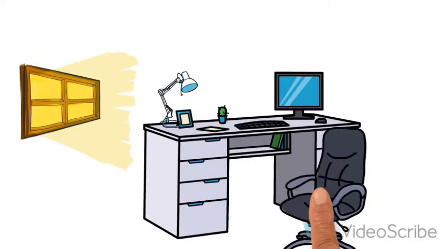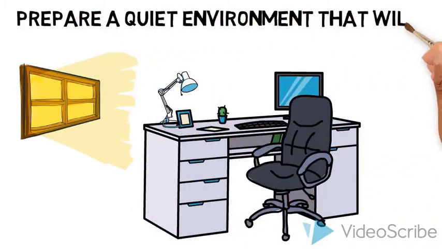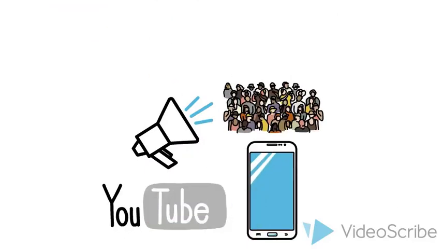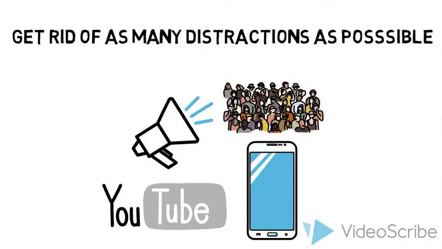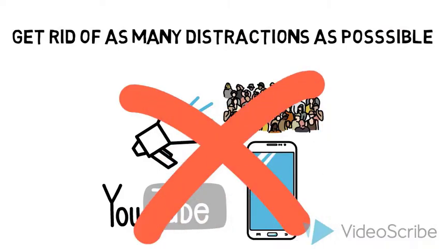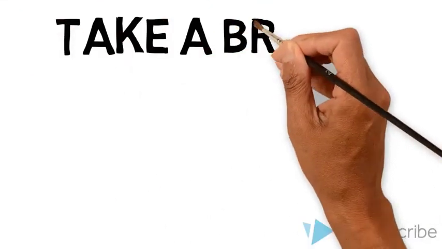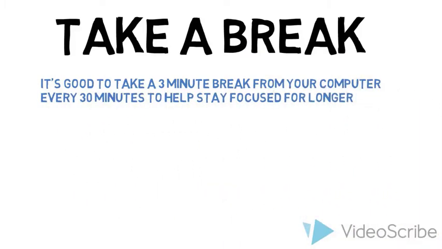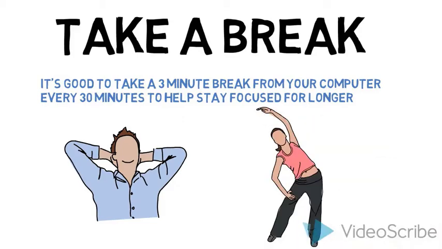After gathering all the things you need, it's important that you prepare a quiet study environment that will allow you to concentrate and succeed. Remember to get rid of all distractions, such as loud noises, YouTube, your phone, and yes, even your family members. Take a break. It's good to take a 3-minute break from your computer every 30 minutes to help stay focused for longer. Maybe stretch, do some yoga.